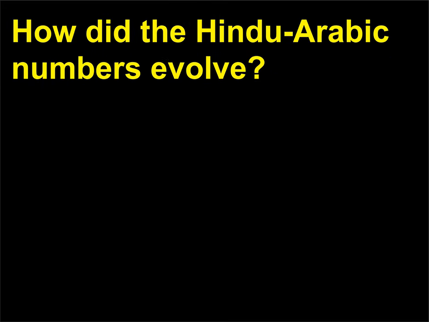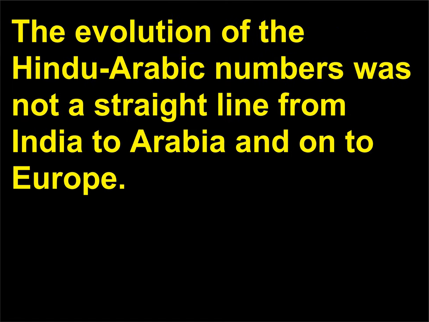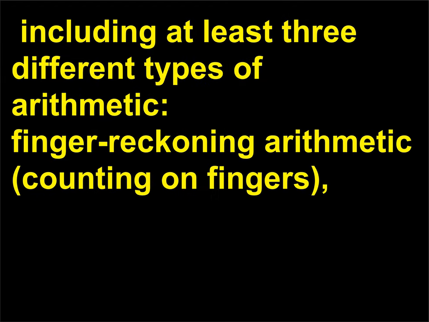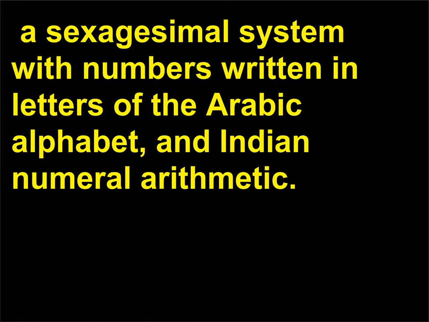How did the Hindu-Arabic numbers evolve? The evolution of the Hindu-Arabic numbers was not a straight line from India to Arabia and on to Europe. In between, the Arabic cultures had more than one number system to contend with, including at least three different types of arithmetic: finger-reckoning arithmetic, counting on fingers, a sexagesimal system with numbers written in letters of the Arabic alphabet, and Indian numeral arithmetic.